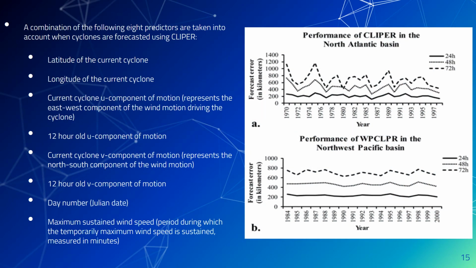A combination of the following 8 predictors is taken into account when cyclones are forecasted using CLIPER. That is: latitude of the current cyclone, longitude of the current cyclone, U component of motion, which represents the east-west component of the wind motion during the cyclone, 12-hour old U component of motion, current cyclone V component of motion, which represents the north-south component of the wind motion, 12-hour old V component of motion, day number, and maximum sustained wind speed, that is the period during which the temporarily maximum wind speed is sustained, measured in minutes.